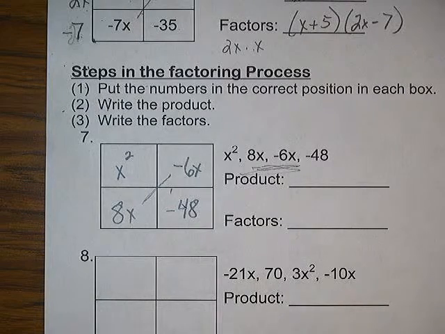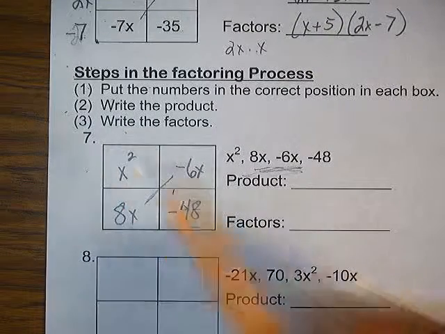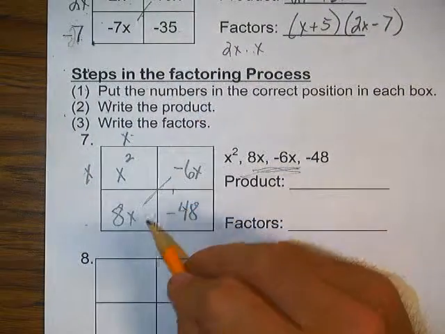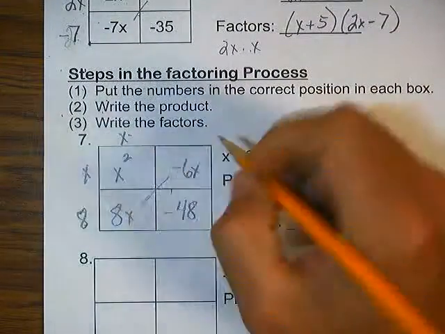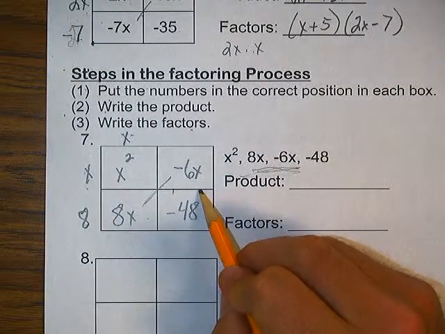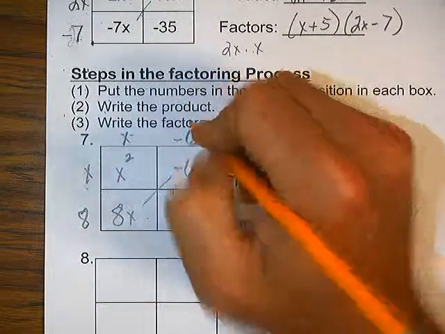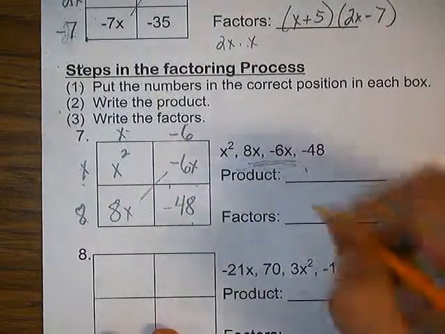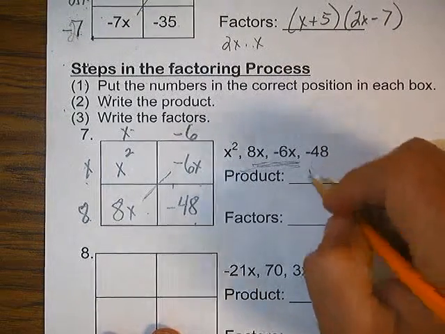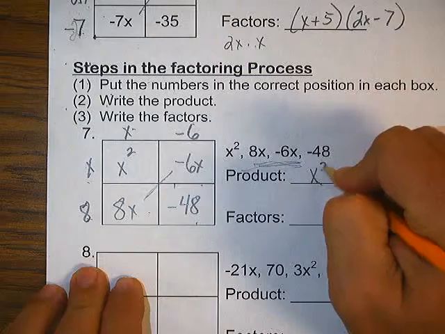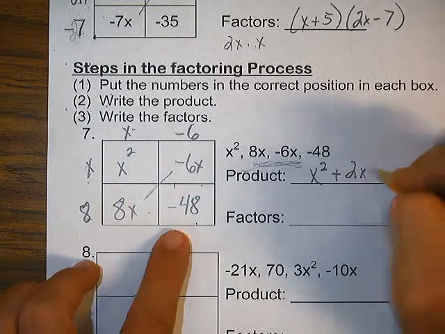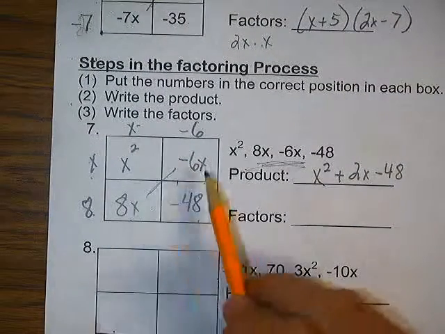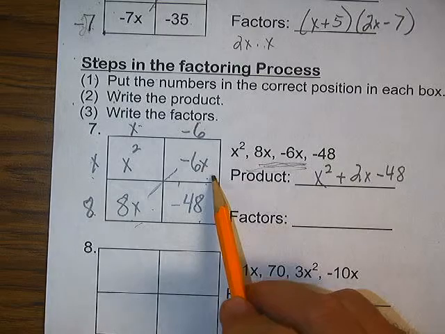Okay. Now, let's start right here. What times what is x squared? X times x. X times what is 8x? 8. What times x is negative 6x? Negative 6. Is negative 6 times 8 negative 48? Yes. Okay, so the product. What do I have? X squared plus 2x minus 48. Very good. Because 8x minus 6x, 8 minus 6 is 2.